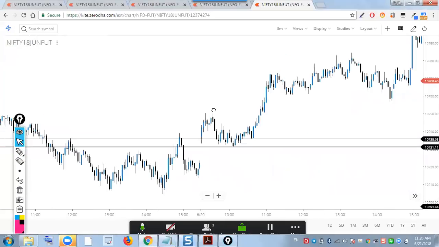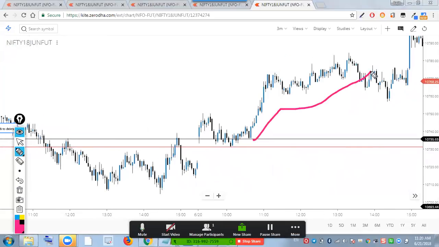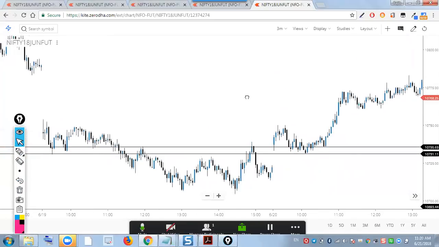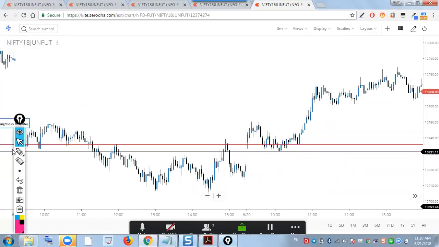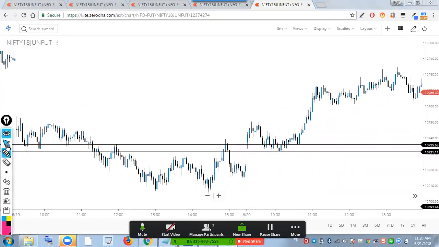Okay, and then you see that this move worked out quite well. Now, in terms of the order flow perspective, the way I analyzed the order flows in here, if you notice, the order flows can be analyzed over here as well.